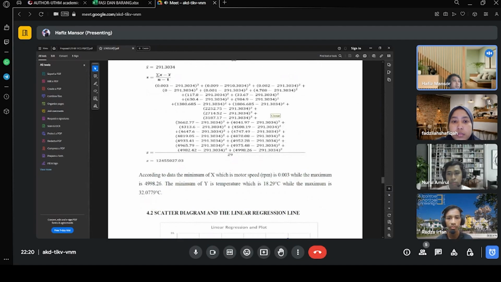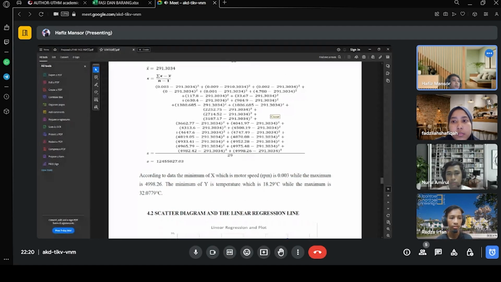According to the data, the minimum of X, which is motor speed, is 0.003, while the maximum is 4998.26. The minimum of Y, which is temperature, is 19.29 Celsius, while the maximum is 32.0779 Celsius. Next, for the demonstration simulation.